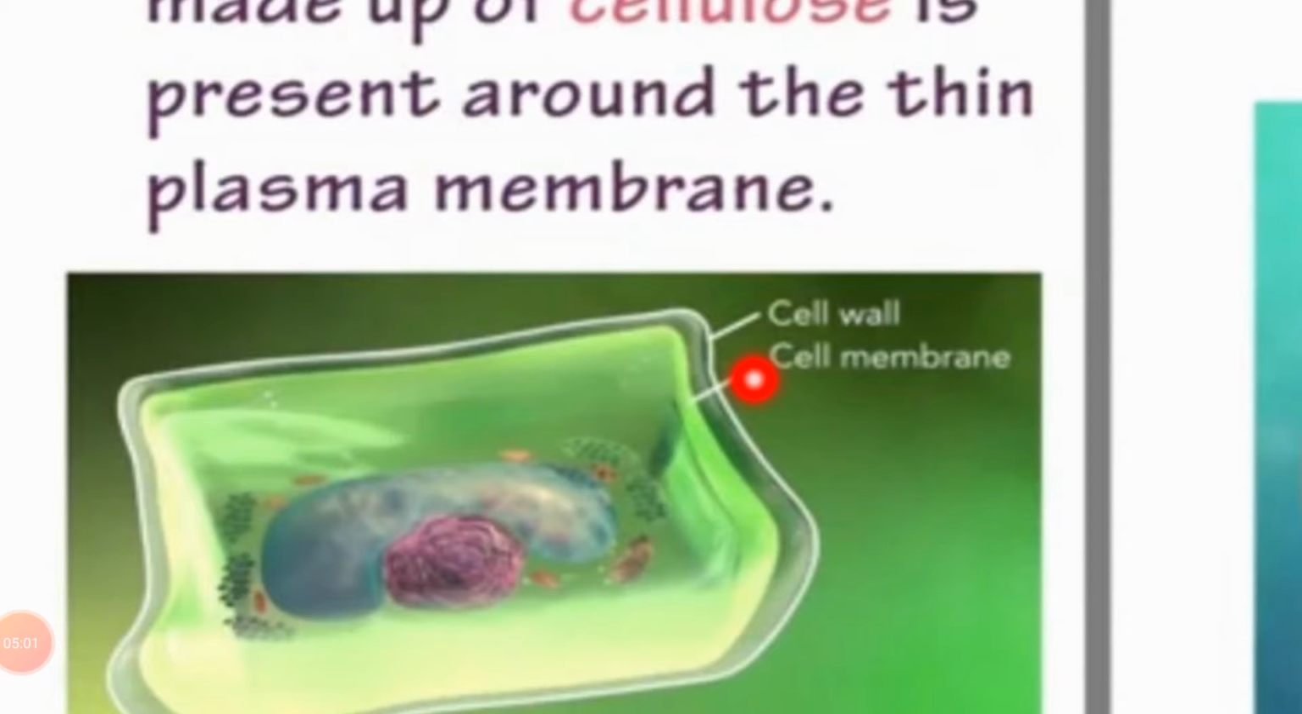In the plant cell, that is the cell wall. What is the outermost layer? Cell wall. Okay, inside the cell wall, which layer is present? You can see that the cell membrane is present. In the next class, inshallah, we will discuss all these cell organelles.